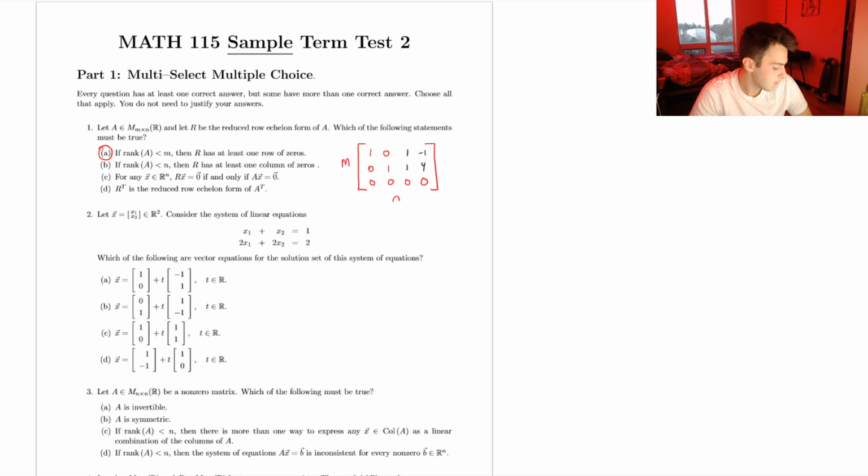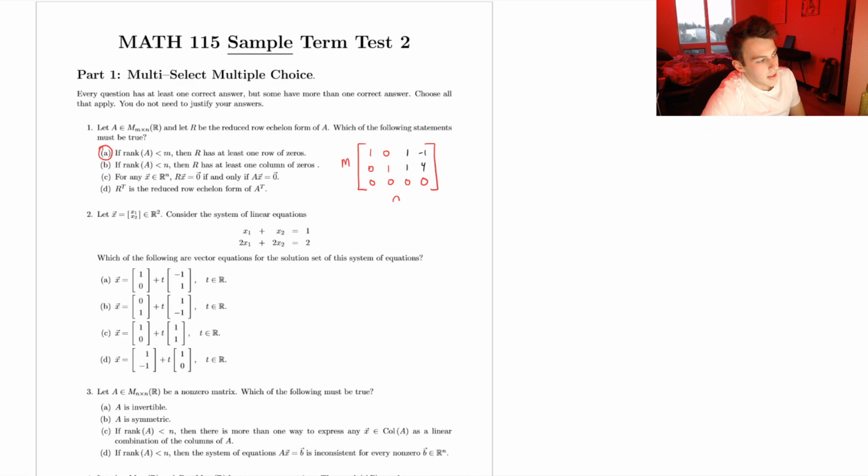1C. For any x in Rn, the reduced row echelon form times x equals the 0 vector if and only if A times x equals the 0 vector. And this one we know is true.